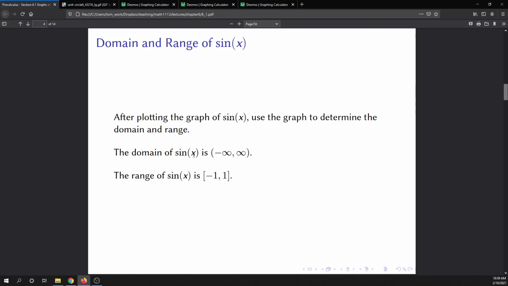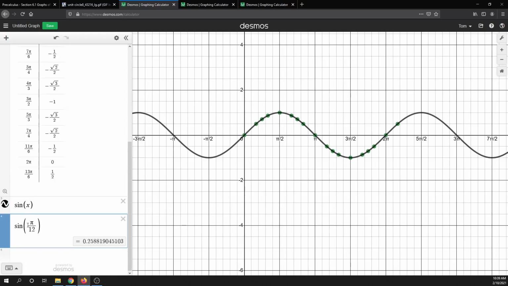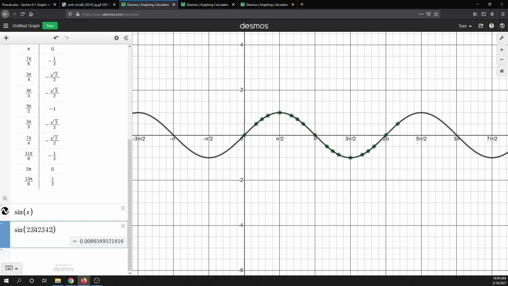You can plug in any number you like into the sine function, and you will get a legitimate value out. So you could plug in whatever number you like in here. It doesn't matter, and you won't ever have any problems getting a value out like this. Okay, so its domain is all real numbers. Plug in any number you like. Everything's going to be fine on that one.